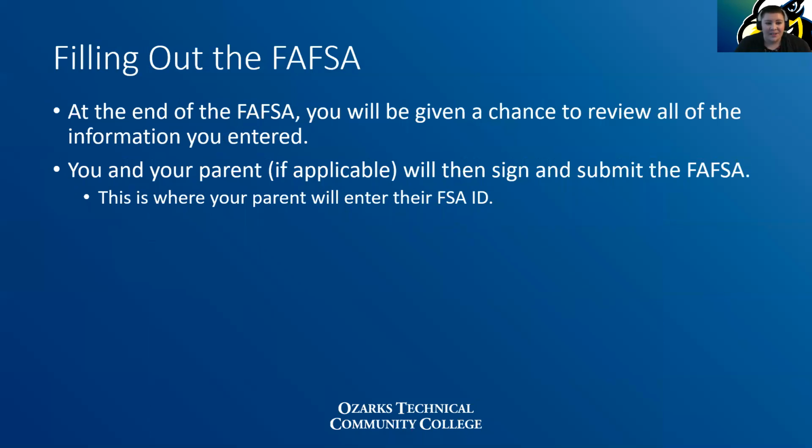So at the end of the FAFSA, you'll be given a chance to review all of the information you entered. It's going to pop up with a screen that you'll scroll down and it's going to show you everything that you entered on the FAFSA. And then at that point, you and your parent, if applicable, will sign and submit the FAFSA. This is where your parent will enter their FSA ID. So you used your FSA ID as the student to log in. And at this point, the parent will sign by adding their FSA ID, username and password. And then once you both have signed it, you'll click submit, and it's as easy as that.